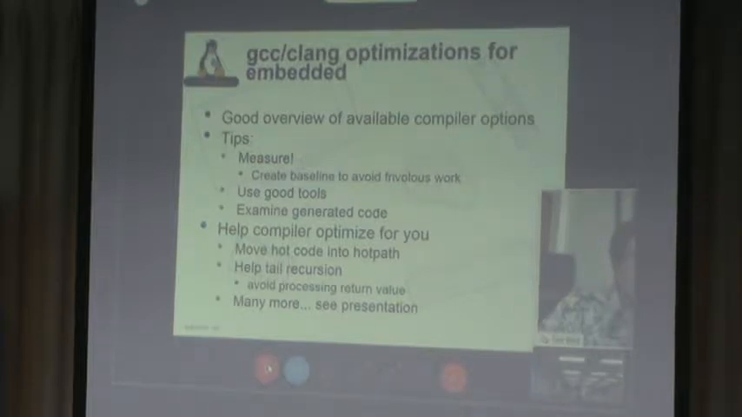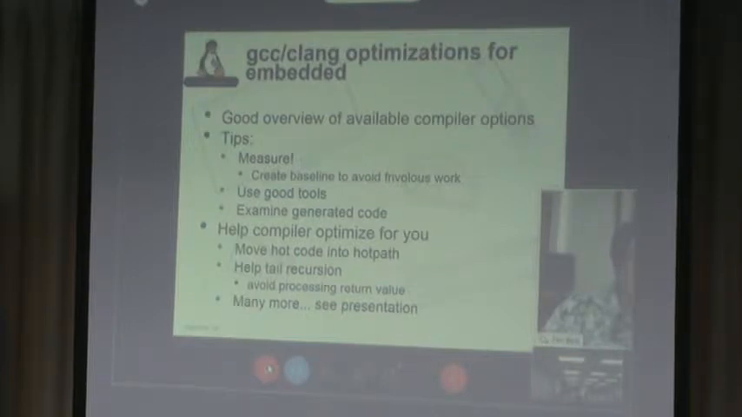But some of the tips that Kim Raj gave were: always measure, to make sure that as you use optimizations, you're doing the most important optimizations first and spending your work on that, and creating a baseline so you can compare against, to avoid working on stuff and finding out that you haven't had any effect or you've had a negative effect. You should use good tools, or lots of tools that are available to you, to test your optimizations and to examine the code. And you should examine generated code at the assembly level if you can, to see what the compiler is doing when you turn on the optimizations.